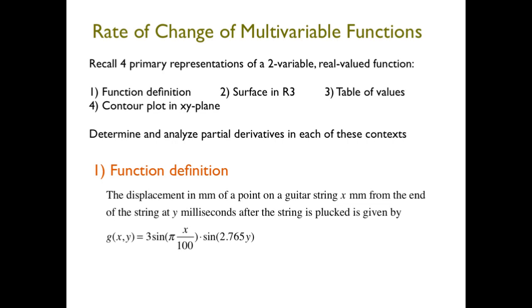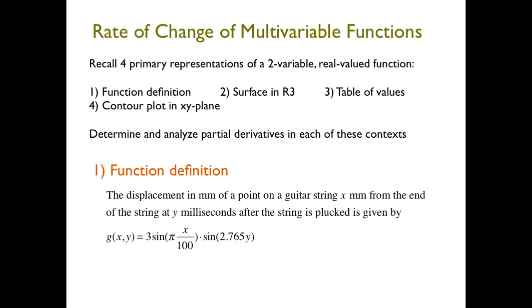So the displacement in millimeters of a point on a guitar string, x millimeters from the end of the string at y milliseconds after the string is plucked, is given by this function. Okay, so what does that mean? It means we got a guitar string, and our two independent variables are distance from the end of the string, that's x, in millimeters, and then y is a time variable, it's how many milliseconds have gone by since we plucked it. And so then at that point, x from the end, it's gonna vibrate, right?